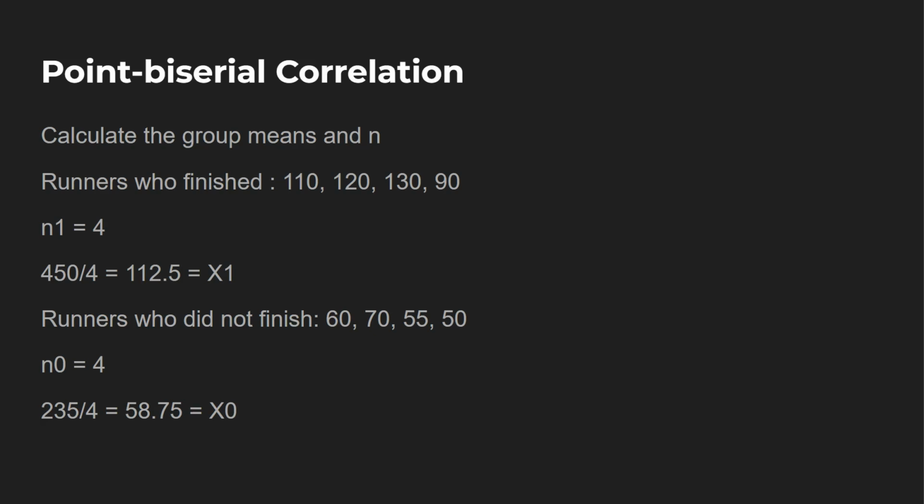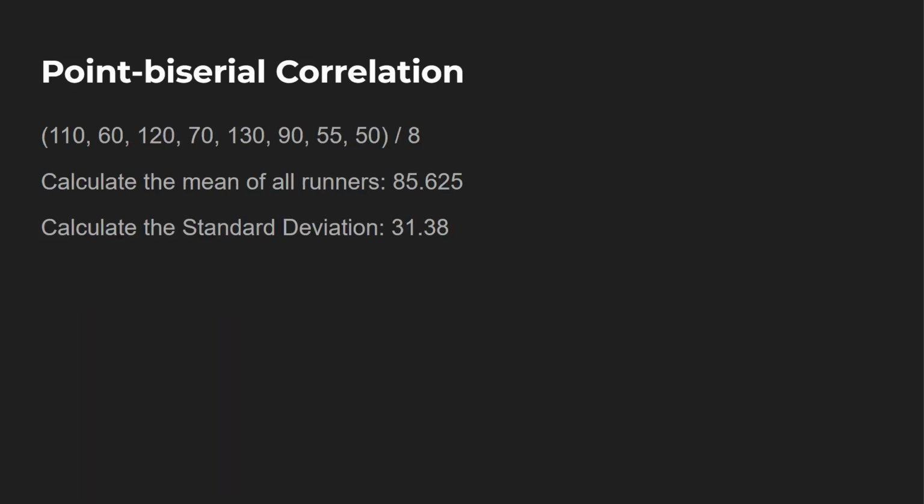So let's take a look at how we do this. Calculate the group means and N. Runners who finished: 110, 120, 130, and 90 miles. So N1 is 4, and then 450 divided by 4 is x1 at 112.5. Runners who did not finish: 60, 70, 55, and 50. N0 is going to be 4, and then we have 58.75 for x0. So now what we want to do is calculate the mean of all the runners, which is going to be 85.6. Then calculate the standard deviation, which is going to be 31.38.